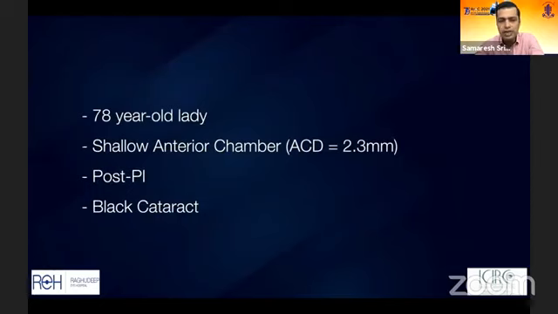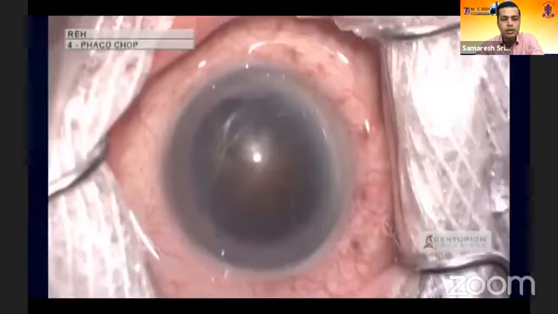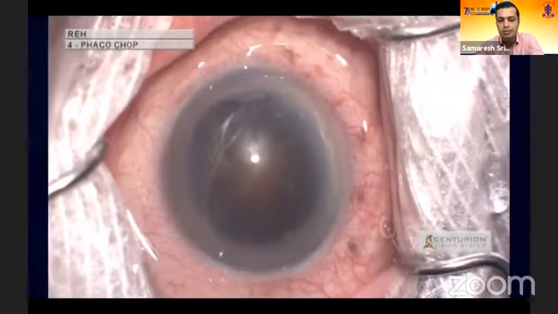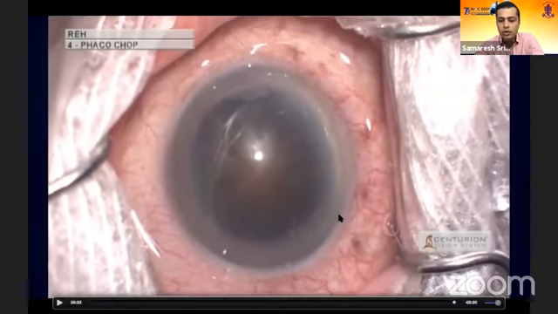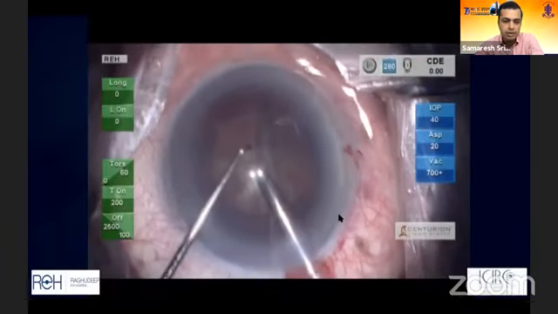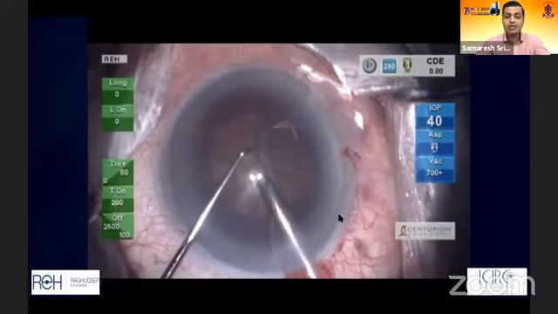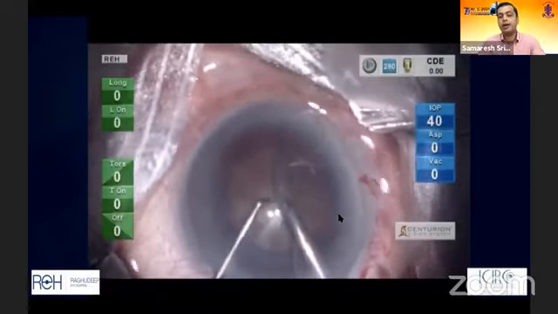I'm just going to show this lady, 78 years old, with a post-P. I will show you. This is a classical black cataract. It's not a good cataract for anybody, however senior the surgeon may be. But this is where you test the machine to its real capacity.